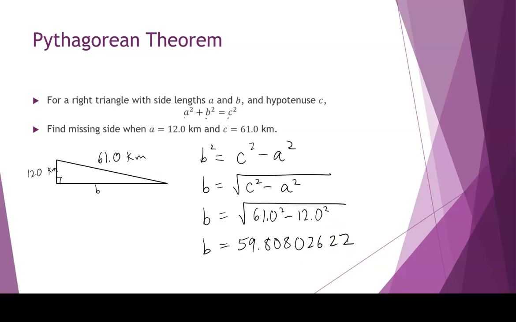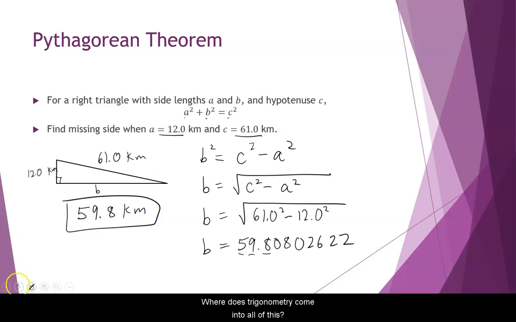59.80802622. Since both a and c have three significant figures and are precise to one decimal place, I'm also going to leave b as precise to one decimal place. This missing side length should be 59.8 kilometers.